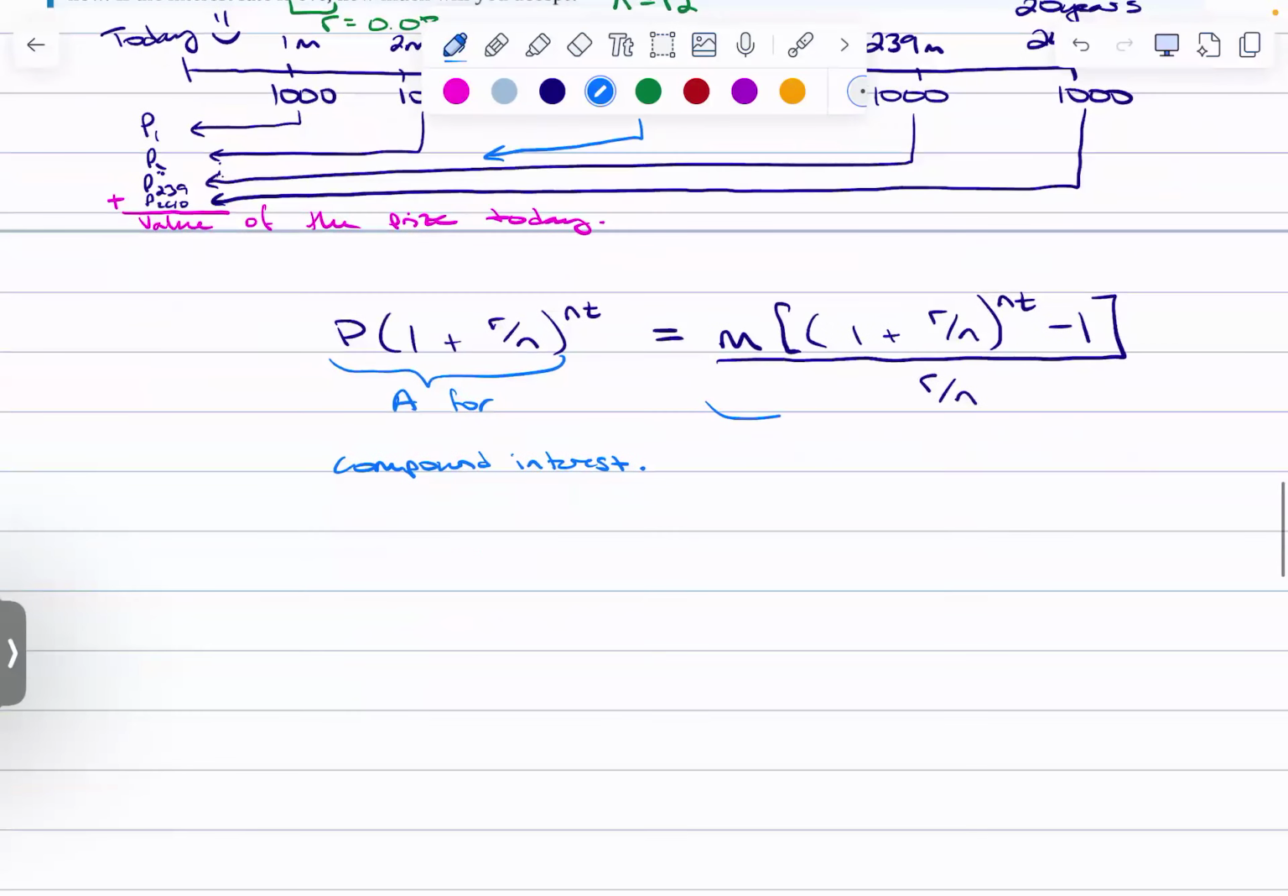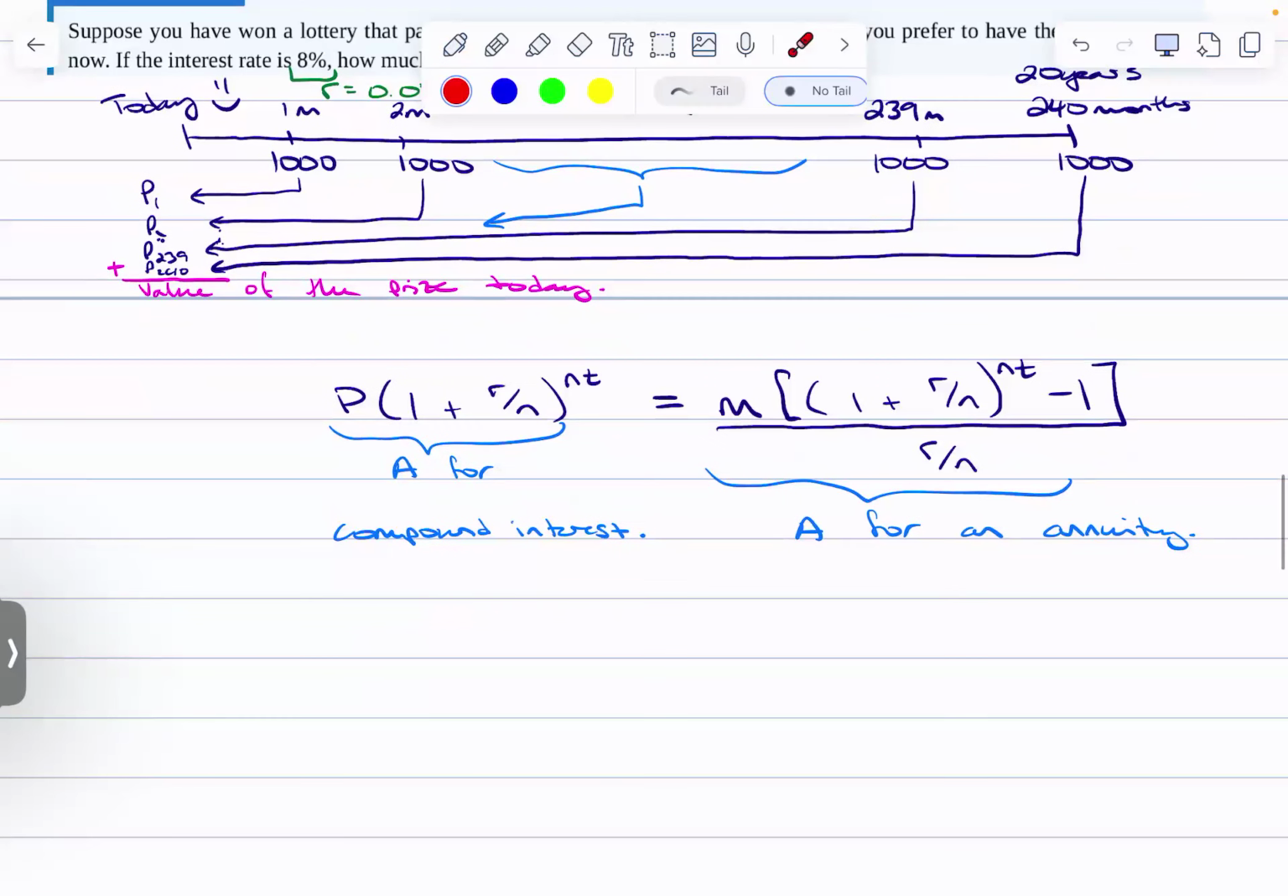This is A for an annuity, right? We have these regular payments M, and they're going to be worth something at the end. So this is basically treating it as a sinking fund.